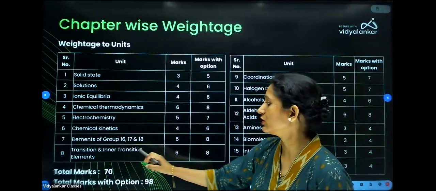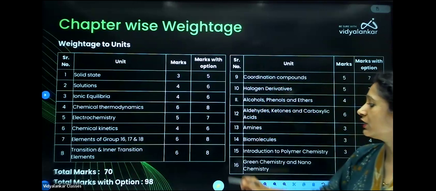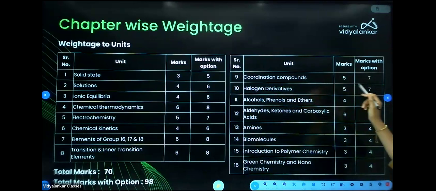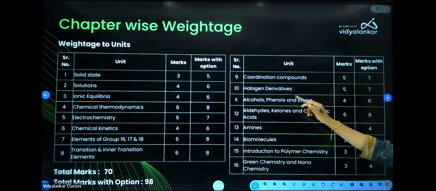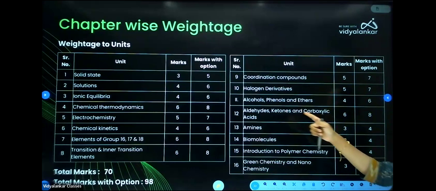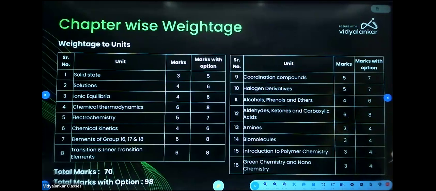Then next is transition and inner transition elements, inorganic chemistry, with the weightage of 8 marks. Chapter number 9 is coordination compounds with the weightage of 7 marks. Halogen derivatives, a chapter of organic chemistry, with the weightage of 7 marks. After that, alcohols, phenols and ethers with the weightage of 6. Then aldehydes, ketones and carboxylic acids, a very important chapter under organic chemistry, with the weightage of 8 marks. Next is amines with the weightage of 4 marks. Biomolecules, introduction to polymer chemistry, green chemistry and nanochemistry, all these chapters with the weightage of 4 marks.